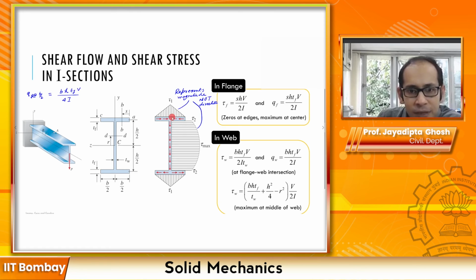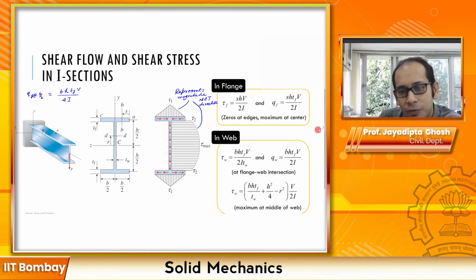Now if this is just like the flow of water, if these two have to mix together and flow into this one, the magnitude of this one must be twice, because these two are equal. And for this one, at this region at the web, we have already found this. The magnitude of this one is exactly twice of what you have over here. This was B H t_f V divided by 4I. If you multiply with 2, you get B H t_f V divided by 2I.